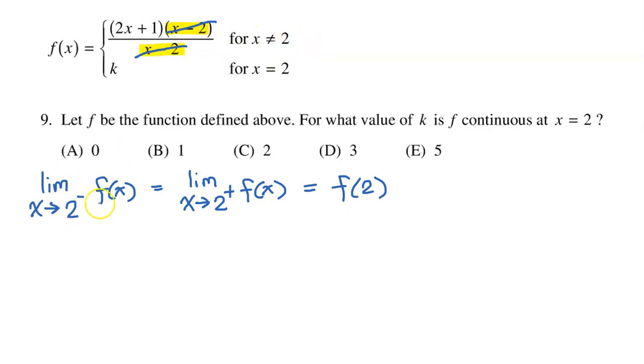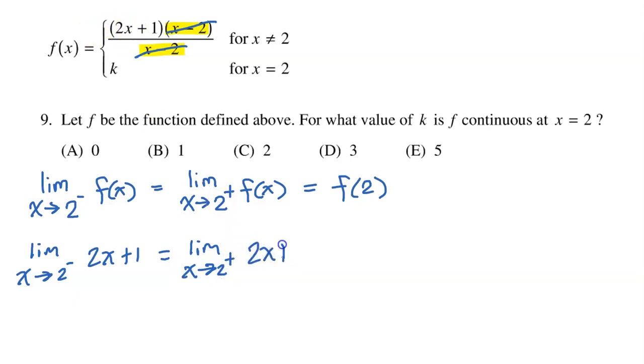So for this first piece of this triple equation, I'm going to use 2x plus 1 for f of x. So I have the limit as x approaches 2 from the left of 2x plus 1. But then, as I said, the limit as x approaches 2 from the right will also use 2x plus 1. So obviously these are going to be exactly the same thing. But let's talk about the value of the function at 2. At x equals 2, the value of the function is k. So we can just go ahead and put k right here.